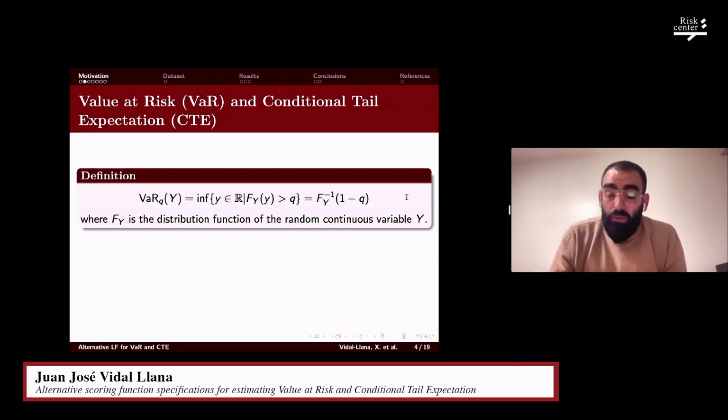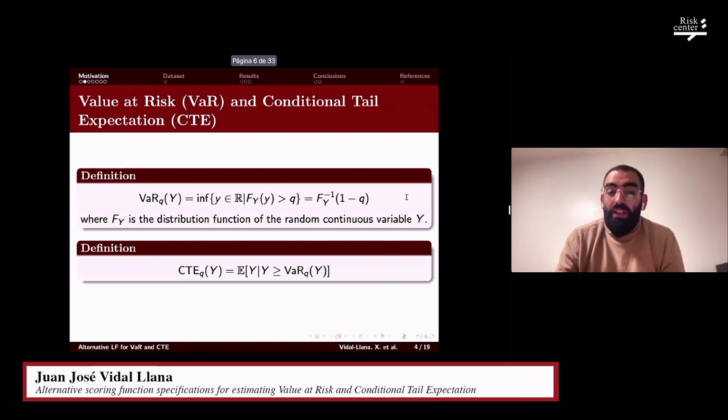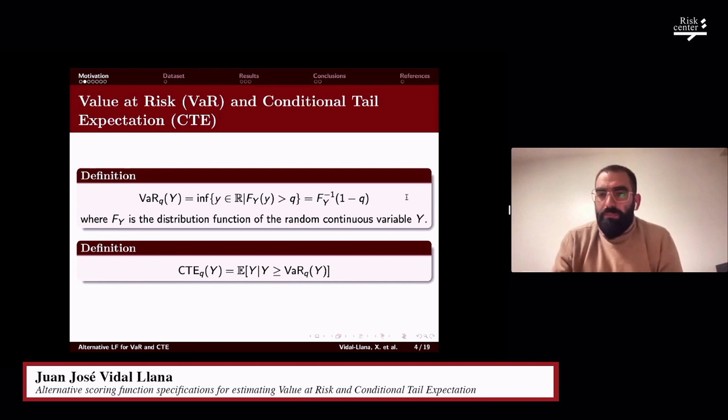Two of the most common estimators that we use in these branches are the value at risk, which maybe everybody here knows, which is nothing more than identifying the quantile of the conditional distribution. Here is the mathematical definition. And after that, we have the conditional tail expectation, also known as tail value at risk, also known as expected shortfall. We all like to call the same thing in a lot of ways. But in the end, it's nothing more than the expected value over the value at risk.